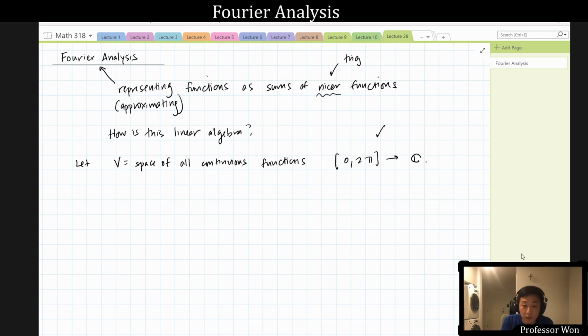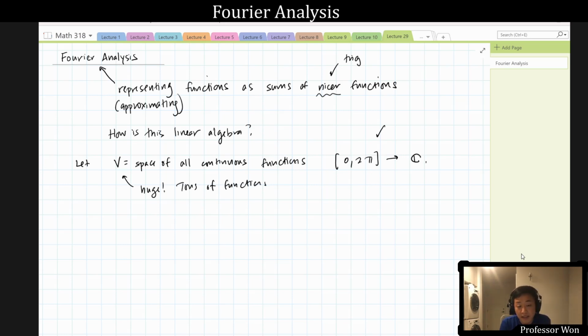But this space is, of course, huge, right? If you look at all possible continuous functions on the interval to C, you could draw a bunch of continuous functions from this interval to R by just drawing any curve that you want, right? So this is a huge space. There's tons of functions. Uncountably many functions that are continuous from 0 to pi to C.